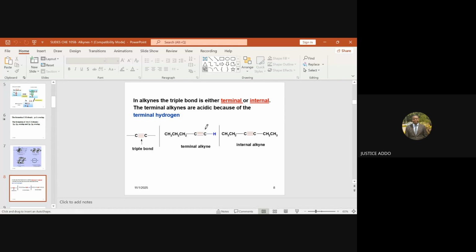The terminal alkynes are acidic because they have what we call the acidic hydrogen. The terminal hydrogen here, labeled blue, is a hydrogen that can easily be ionized in solution. And in chemistry, when you say something is acid, it means its ability to produce H+ ions. So terminal alkynes, because of the terminal hydrogen, can ionize and release the H+ ion in solution. So all terminal alkynes are acidic, but the internal alkynes are non-acidic. And I hope this is clear.